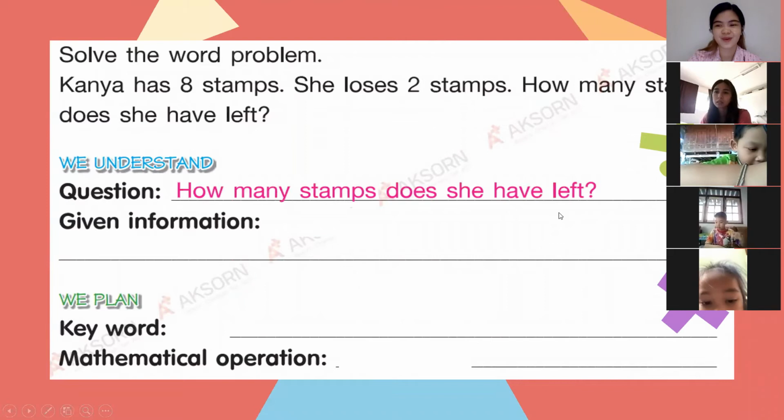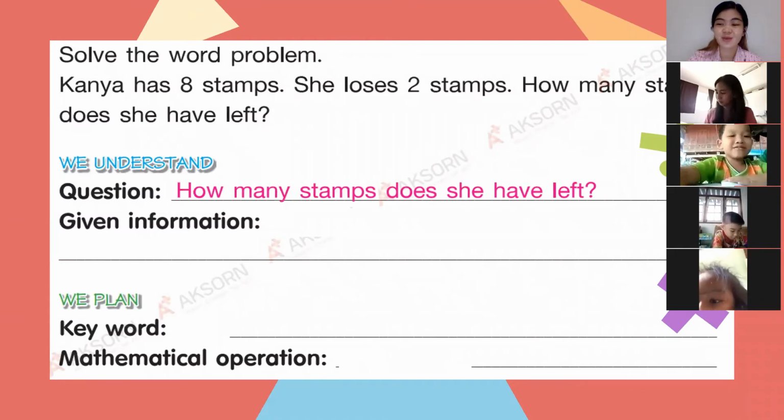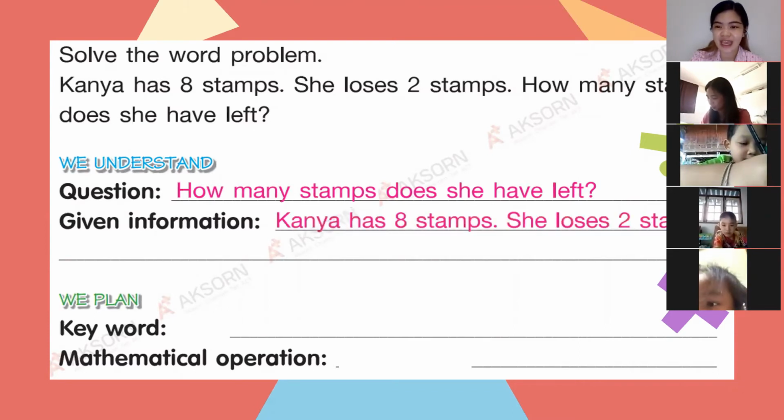Okay, so I will give the video again. I will record the Zoom and you can write it if you're not finished, okay? Because we don't have enough time, okay? So what is the given information? So we're going to write the given information, which is Kanya has 8 stamps. She loses 2 stamps.